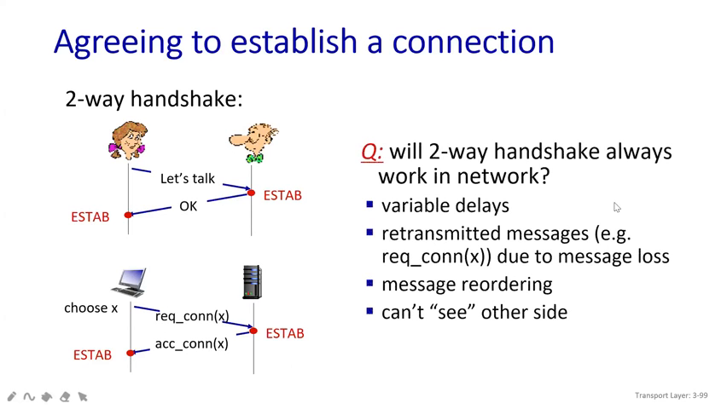Now one question will arise. Will this two-way handshake always work in the network? This is a question. You can get this kind of question in your viva. Definitely not, because of variable delays. Whenever we connect through variable delays, there is a chance of delay. And when there is delay, the packet may get lost. At that time you need to retransmit the message, and again you have to request for the connection.